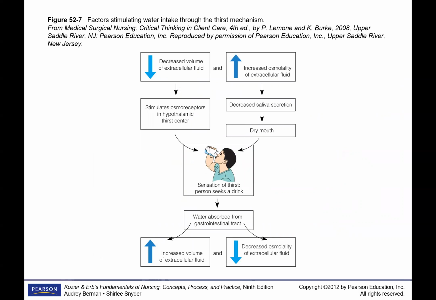So again, these are some ways. This is just another pictorial representation of how the thirst mechanism is stimulated. If we have a decreased volume of extracellular fluid and an increased osmolality of extracellular fluid, then we have osmoreceptors in the hypothalamic thirst center. We have decreased salivation, dry mouth, and so the person feels the need to drink. We absorb the water from the gastrointestinal tract, and it increases the volume of extracellular fluid and decreases the osmolality of extracellular fluid.